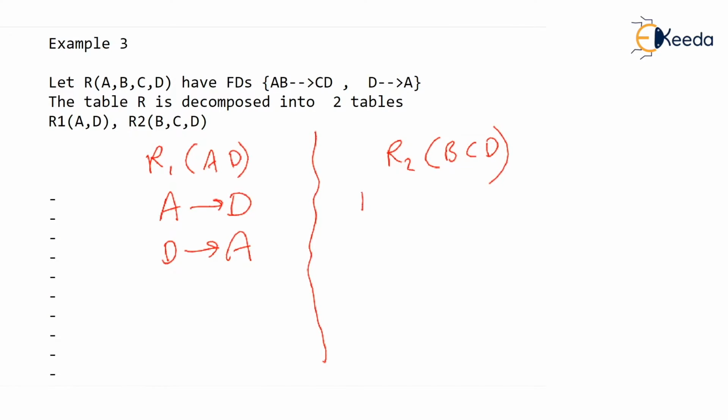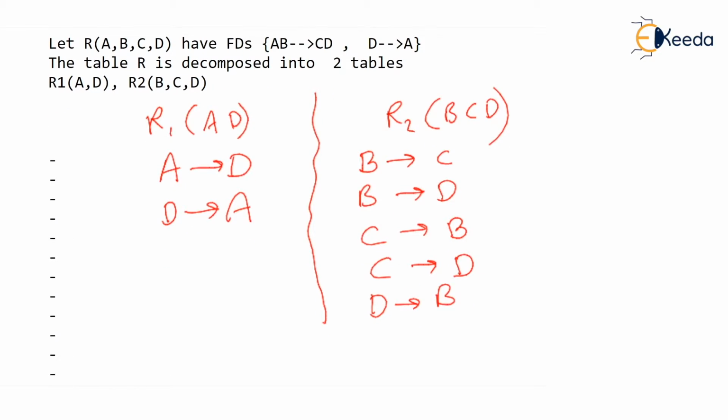And what are the dependencies possible for R2? Notice it can be B determines C, B determines D. So we have used only one attribute on the left hand side. Similarly, C determines B, C determines D, and we are not writing C determines C. It is trivial, isn't it? Then we have D determines B and D determines C. This is using only one attribute. Now what about two attributes? And note that we should not have a subset on the right hand side, then it will be a trivial dependency.